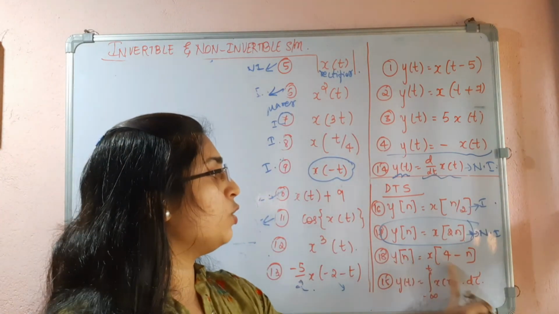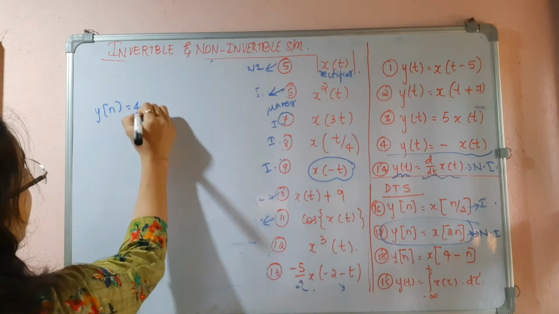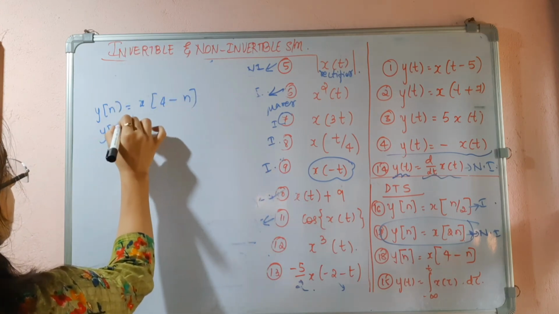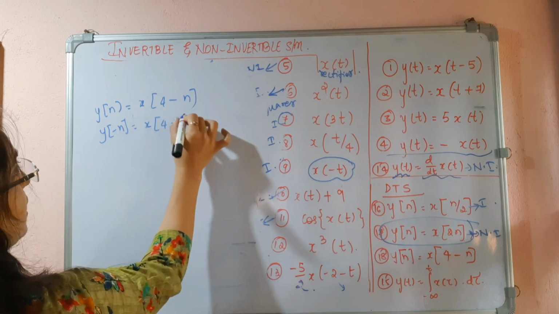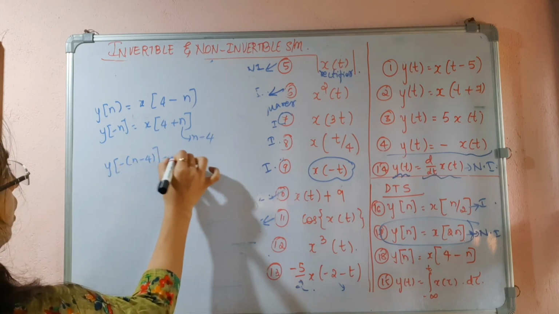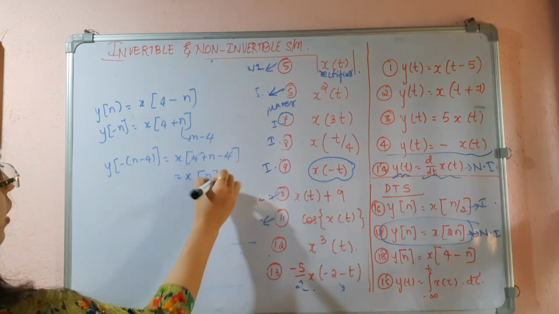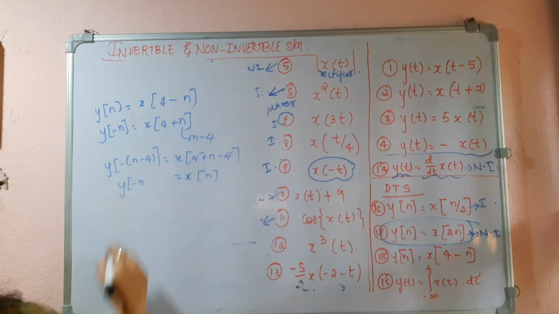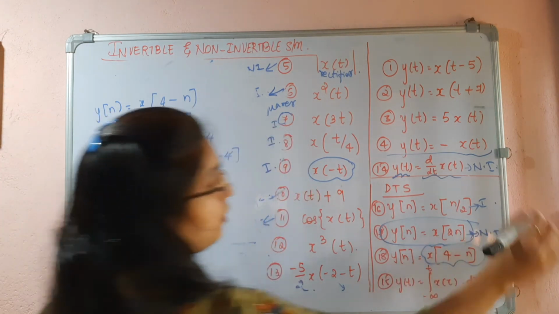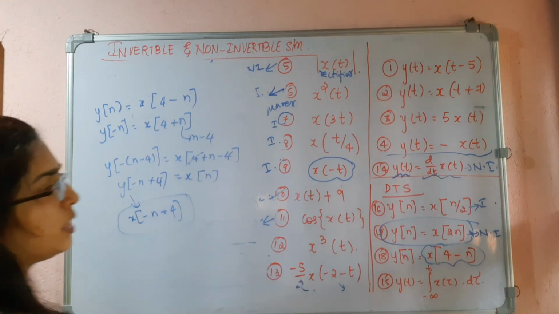Okay, y of n is equal to x of 4 minus n. This is also the same procedure. We can consider x of 4 minus n. I will reverse this now, that will be 4 plus n. Then I will replace n by n minus 4. That will give you x of 4 minus n plus 4, which is equal to x of n. So this is y of minus n plus 4. So we can say x of minus n plus 4 is the inverse system of x of minus n.